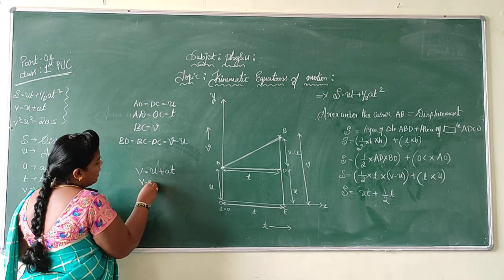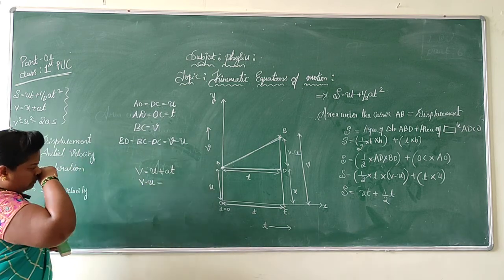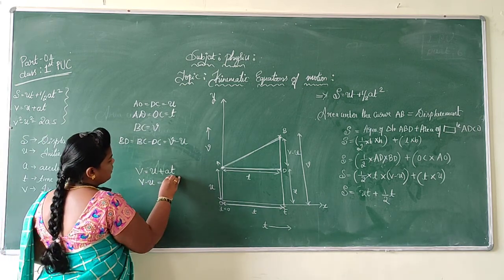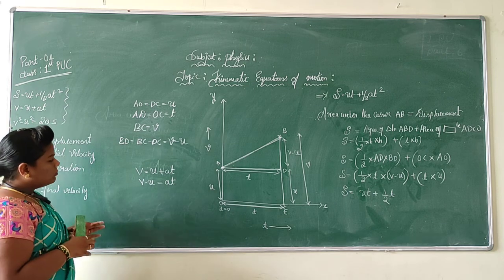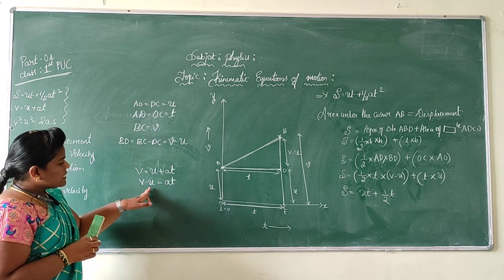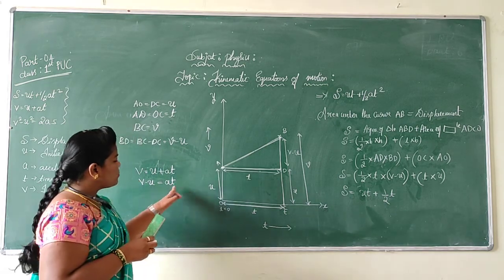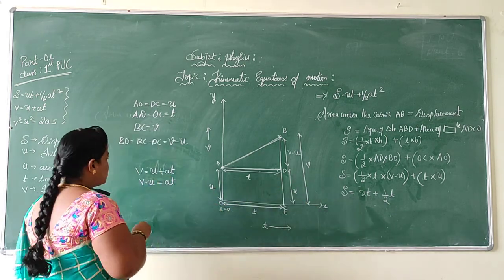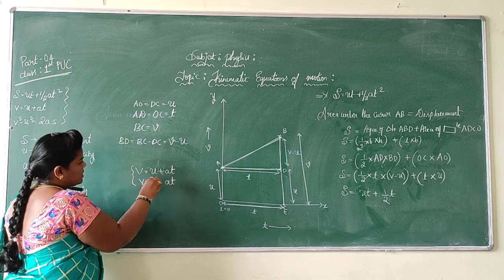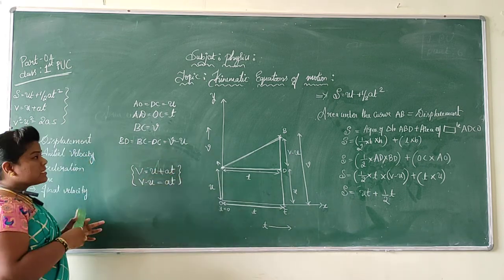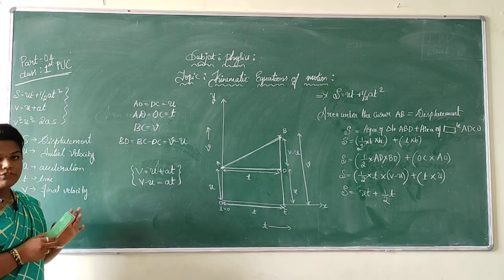It becomes V minus U, which is equal to AT, right? Now, V minus U can be replaced by AT here. So I just derived this by using this other kinematic equation of motion.